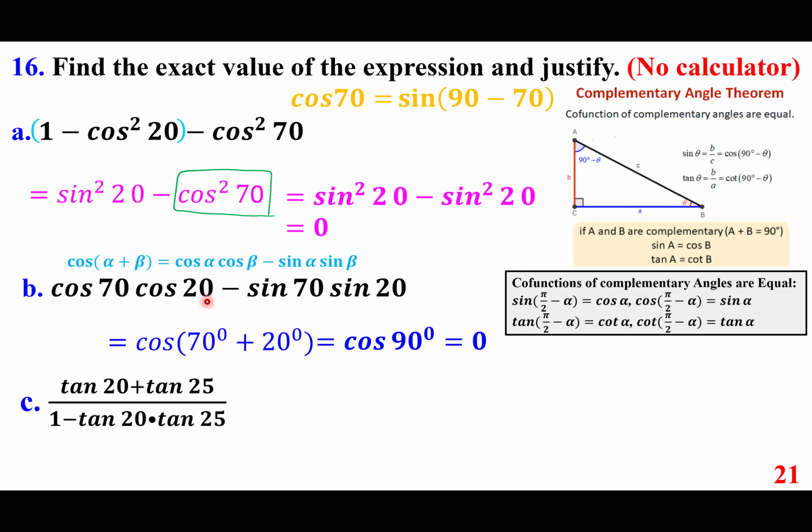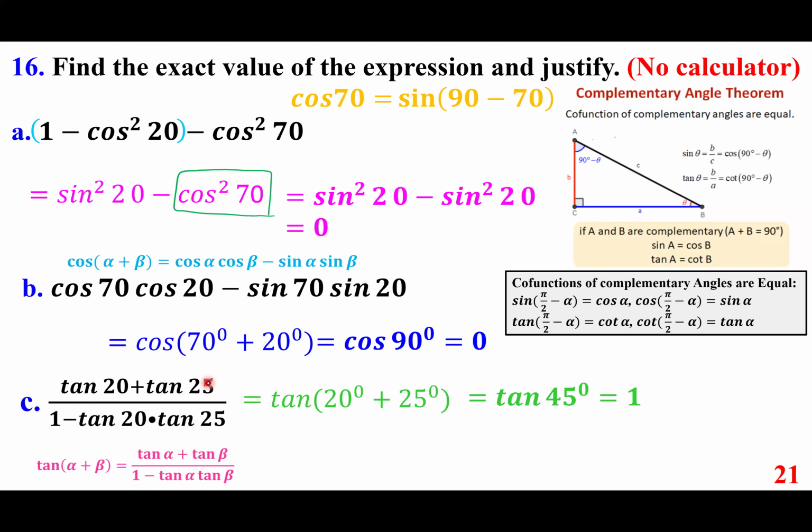Tan of 20 plus tan of 25 over 1 minus tan 20 tan 25. I hope you recognize this as tan of alpha plus beta, which has the formula tan alpha plus tan beta over 1 minus tan alpha tan beta. So tan of alpha plus beta, tan of 20 plus 25. That means tan of 45 degrees. And we should know tan of 45 degrees is 1.